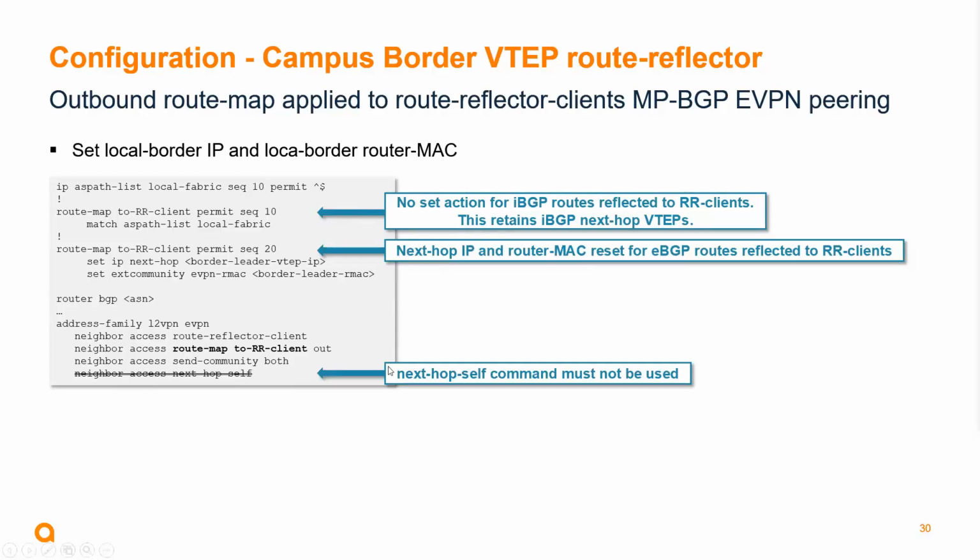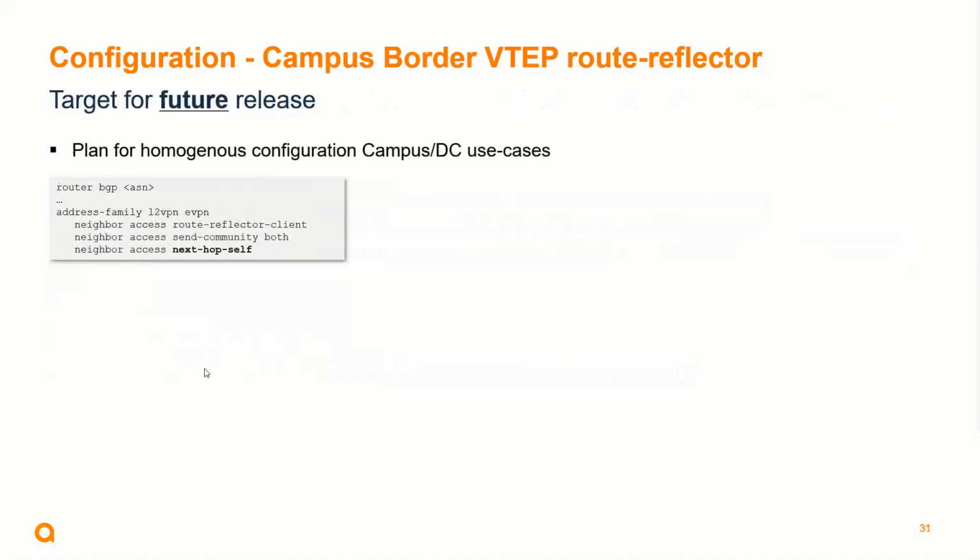You apply that route map, and please, for clarity, suppress the Next-Hop self command that you may initially think to use. So that Next-Hop self command should not be used, must not be used. The target for future release is a homogeneous configuration for campus and DC, and that would be Next-Hop self. So I'm talking about target for the future release, right? This is just to explain that this is an interim solution, and this is what we want for the future, to simplify.